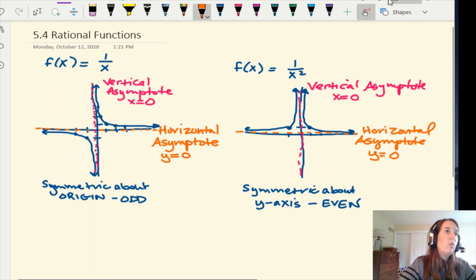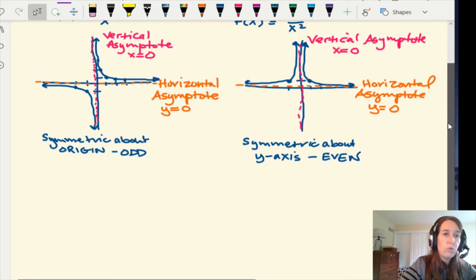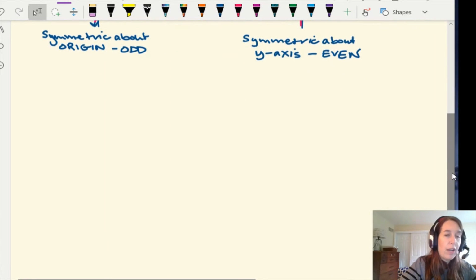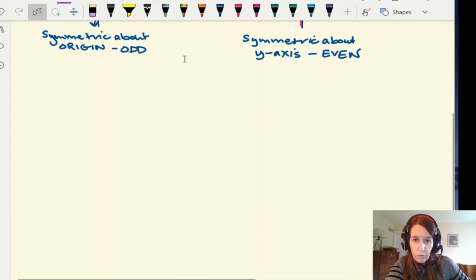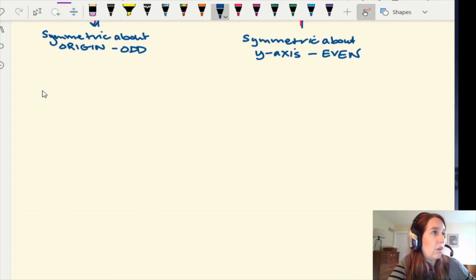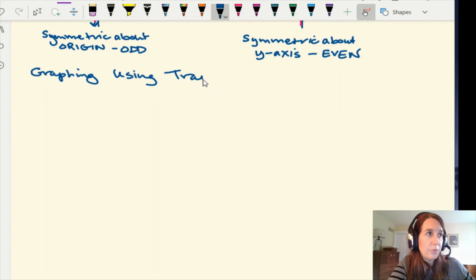Okay, so the first step in understanding these rational functions is to look at their graphs and graph them using transformations, okay? Because we're learning rational functions now, and we also have already learned about transformations, so it's good to start with something that we know. So graphing using transformations.